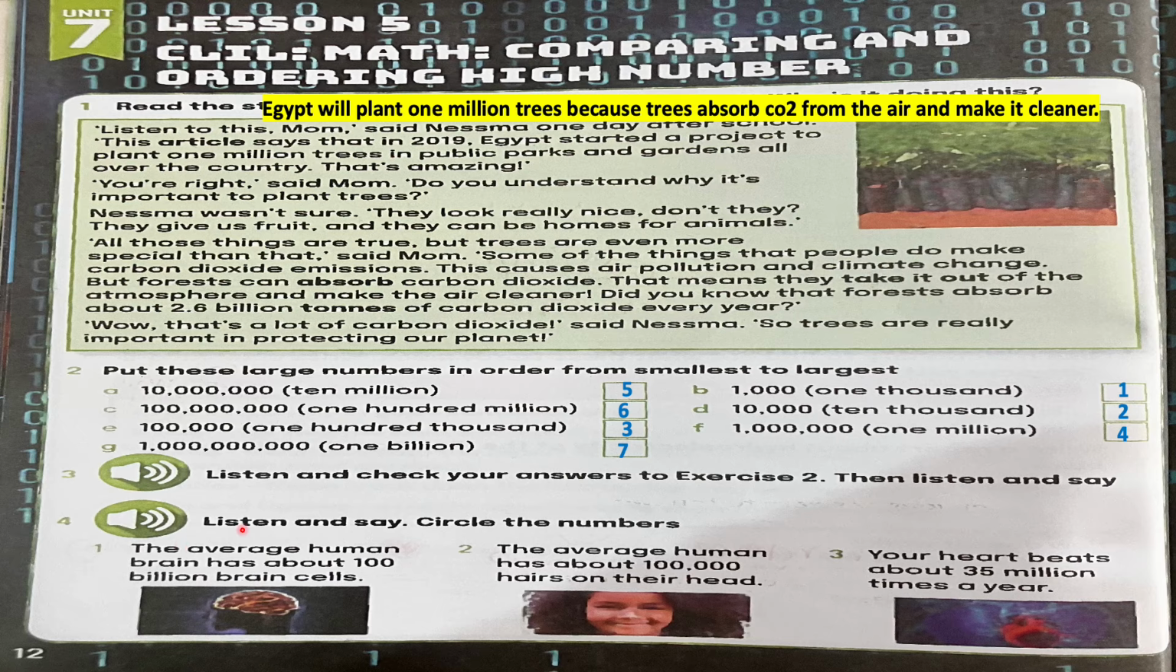Exercise 4. Listen and say. Circle the numbers. 1. The average human brain has about 100 billion brain cells. 2. The average human has about 100,000 hairs on their head. 3. Your heart beats about 35 million times a year.